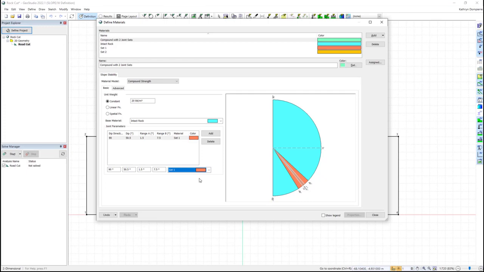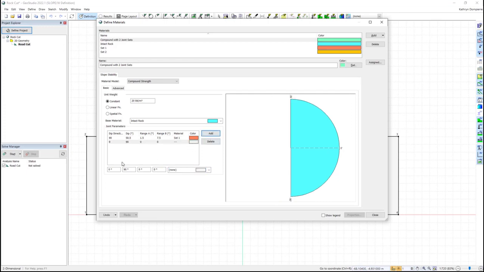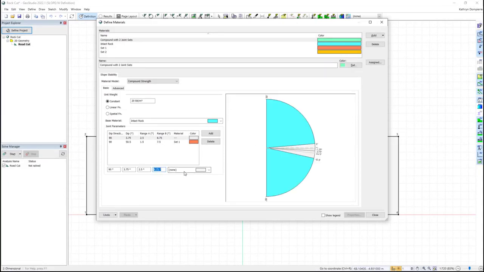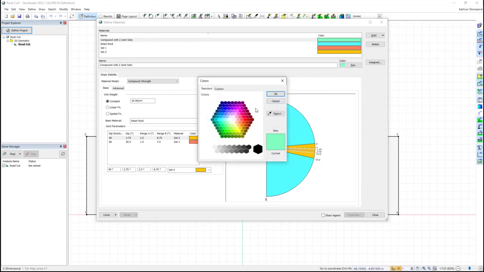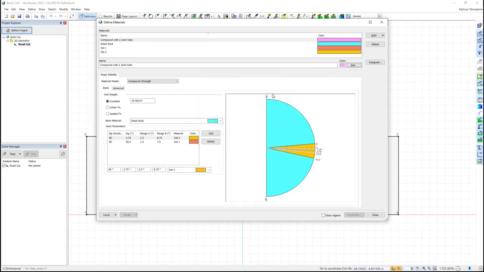Next, I will add the second joint set, which features a dip of 3.75 degrees, so it is almost horizontal. For this joint, range A will be 2.5 degrees, and range B will be 8.75 degrees. Again, I must select the material associated with the joint set to be set 2, which we had previously defined using the Mohr-Coulomb material model. With the two joint sets added, the compound strength material definition is complete.